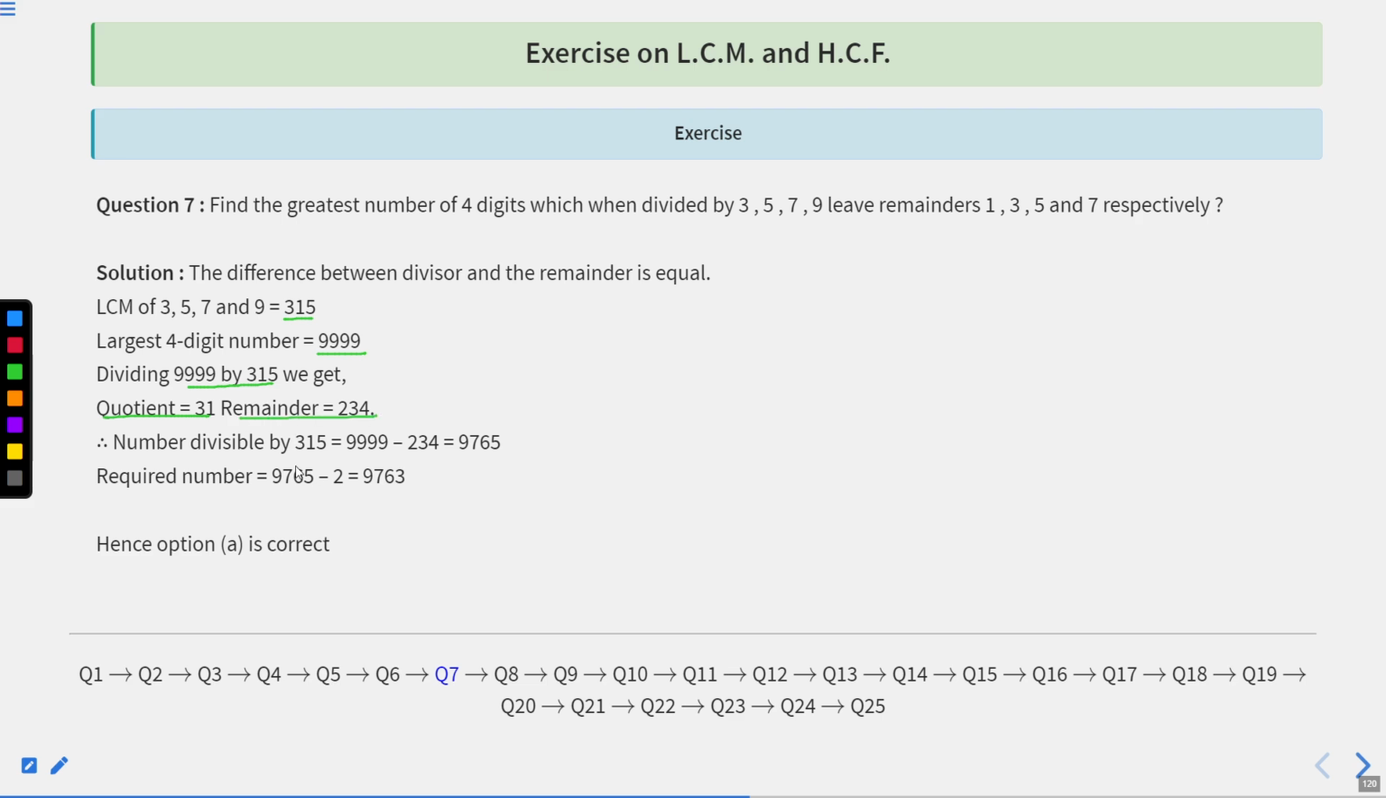So therefore the number divisible by 315 is equal to 4 nines minus 234, which is equal to 9765. That means 9765 is divisible by 315. Therefore, the required number is equal to 9765 minus 2, that is 9763. Hence, the correct option here is option number A.